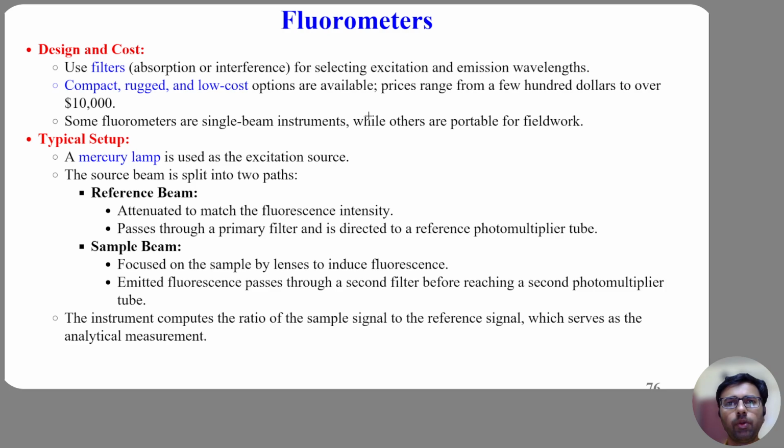Electronics compute sample signal divided by reference signal because both beams originate from the same lamp. Intensity fluctuations cancel out, producing stable measurements. Filter fluorometers are therefore compact, mechanically rugged and cost effective.